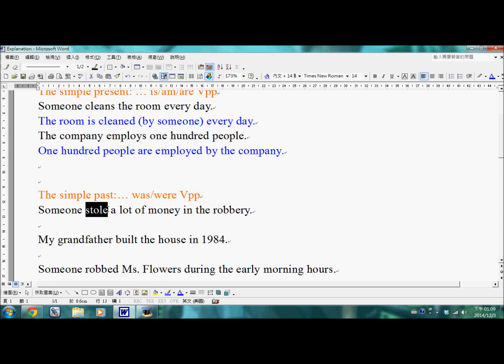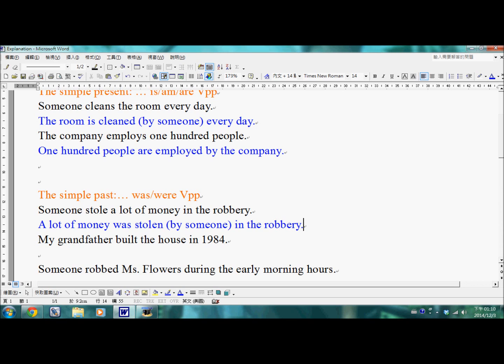So locate the verb stole. This is the object and we move it to the front. A lot of money. Now a lot of money is uncountable, so we must use was. The verb past participle of stole: steal, stole, and stolen. So stolen. A lot of money was stolen. You can say by someone, but that piece of information is really not important. In the robbery.